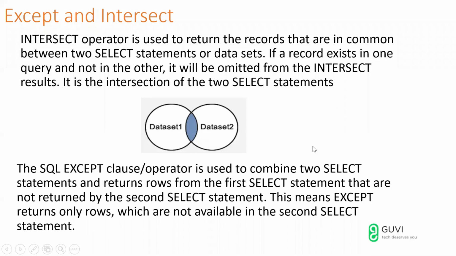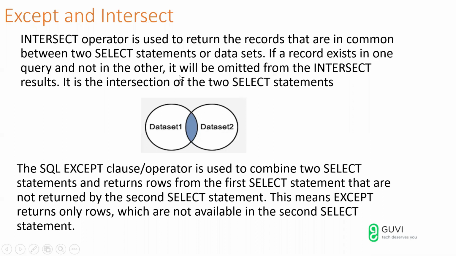Welcome back. In this lecture, we are going to see how to use except and intersect operators in SQL Server. What is the intersect operator? It is used to return the records that are common between two select statements or datasets. Let's say you have dataset 1 and dataset 2. The common records present between these two datasets will be returned by the intersect operator.